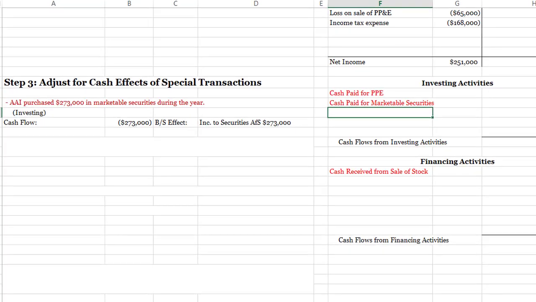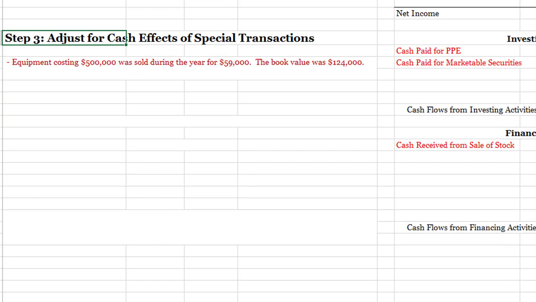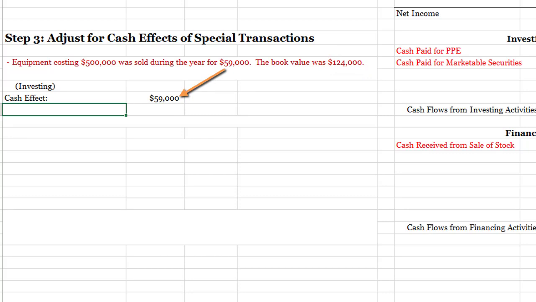Let's take a look at the next special transaction from our notes. Equipment costing $500,000 was sold during the year for $59,000. The book value was $124,000. First things first: operating, investing, or financing? Well, the sale of PP&E is an investing activity. And our cash effect is going to be for the money that we got. So it cost us $500,000. That's not cash. The book value is $124,000. That's not cash. It was sold for $59,000. That's our cash effect, and it's positive because we sold it for money, so we got cash coming in.